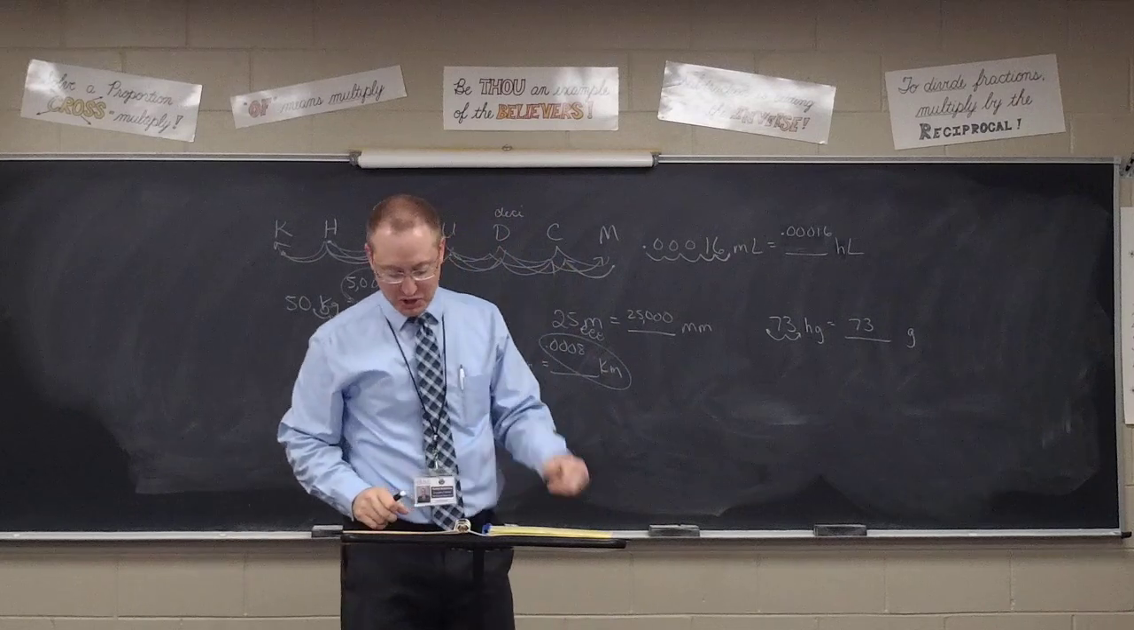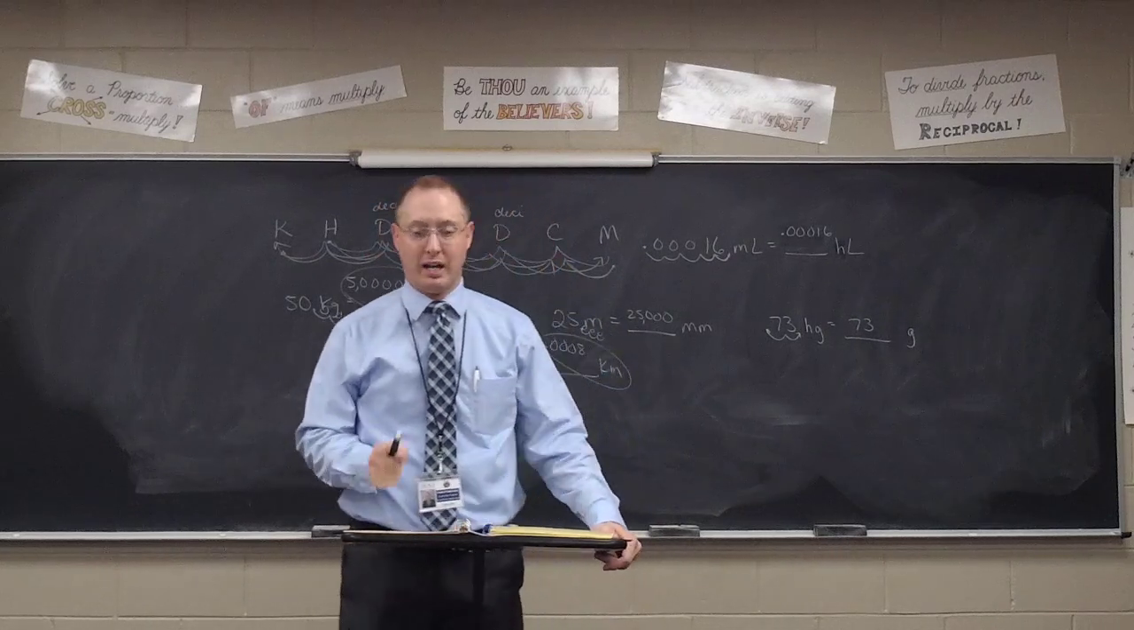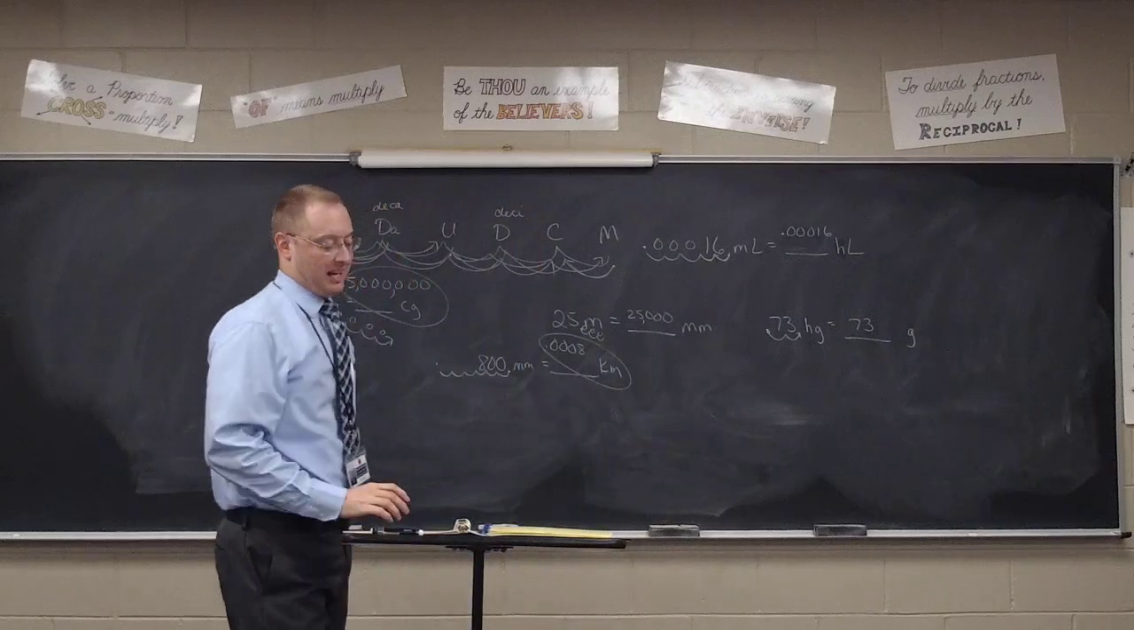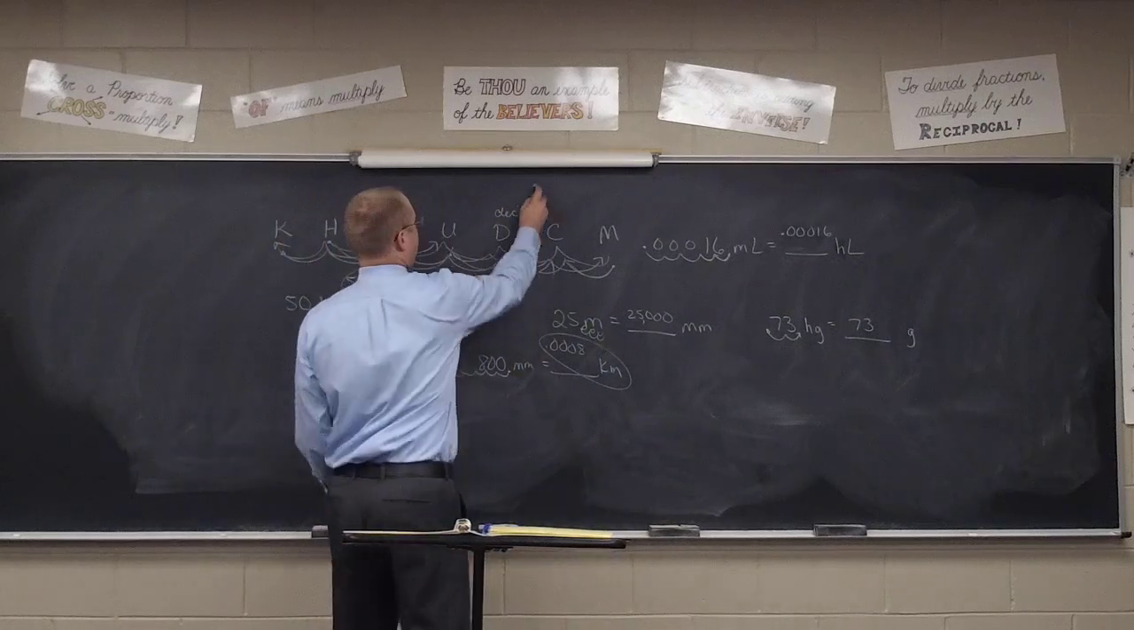I want you to do numbers 13 through 18 at the bottom of the page. You might want extra paper because there's not a lot of room to work on this page. Do 13 to 18 at the bottom of page 222.